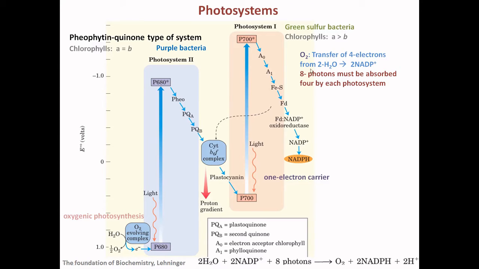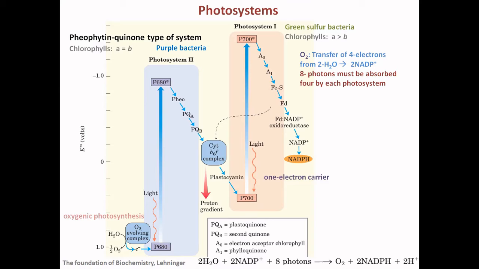So for one O2, meaning from two water molecules, we can generate two NADPH finally. And in the transfer of one electron, two photons are needed. So for four electrons, there is a need of 8 photons. One photon at the photosystem 2, the reaction center P680, another photon at the reaction center P700. So with 8 photons, one O2 molecule is generated, and there is the use of two water molecules.